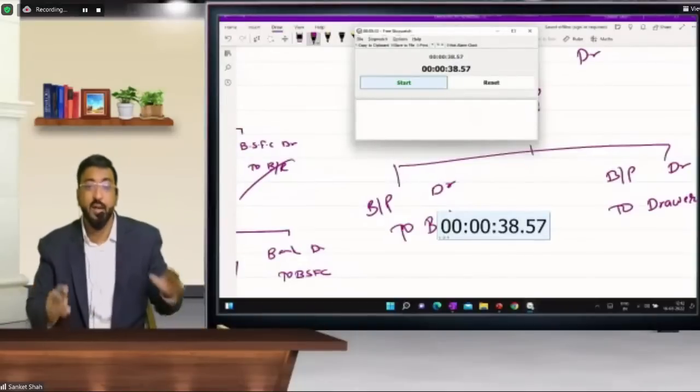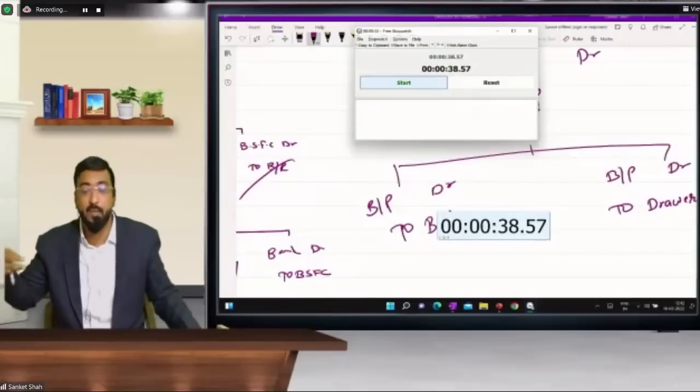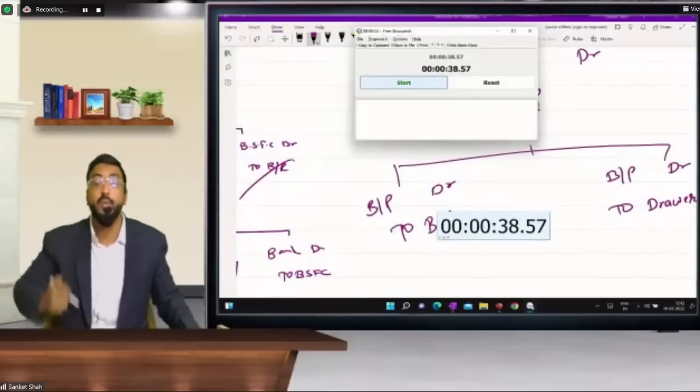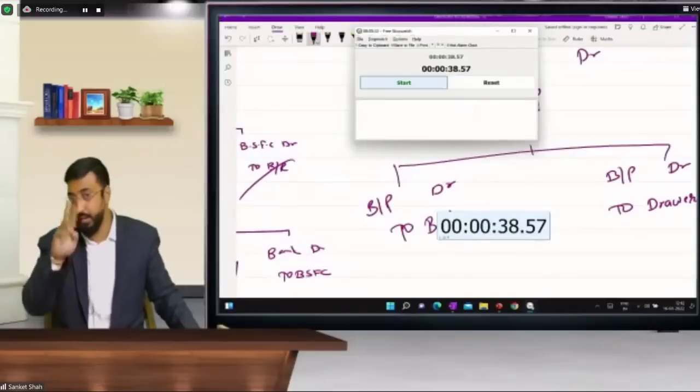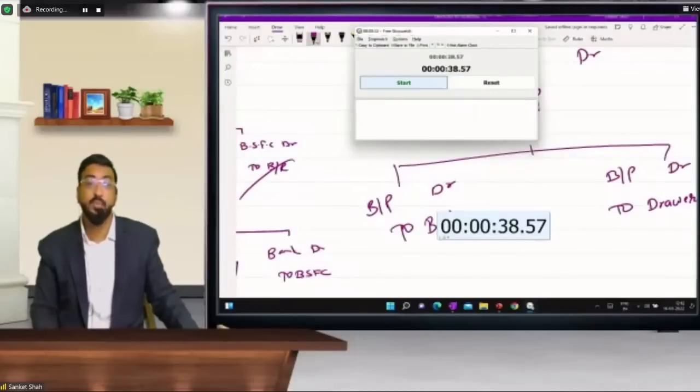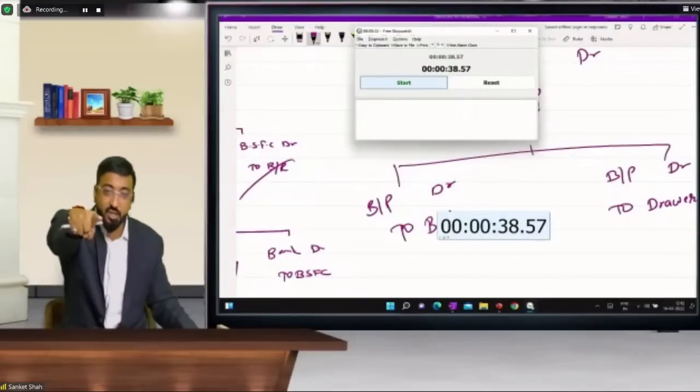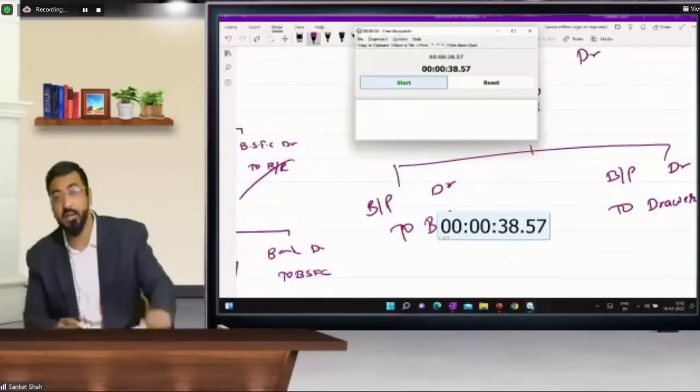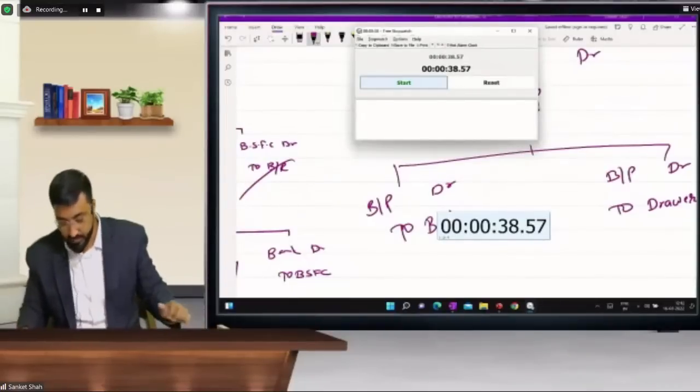Okay, 38 seconds. Last में थोड़ा सा गड़बड़ हो गया, bills payable account debit to bank and bills payable account debit to drawer's account. ये entry last में था. So 38 seconds is my speed. I am giving you a challenge for 38 seconds: all entries. Challenge for you.